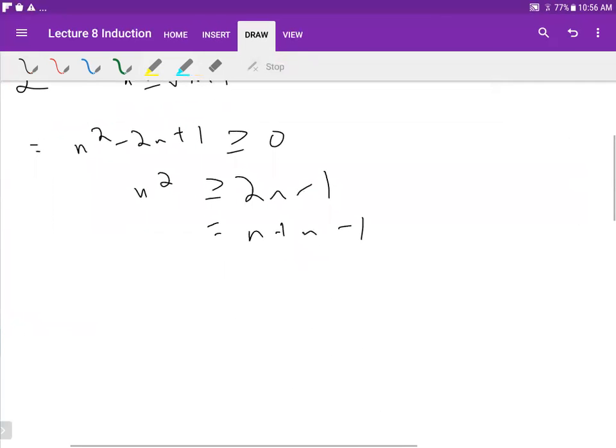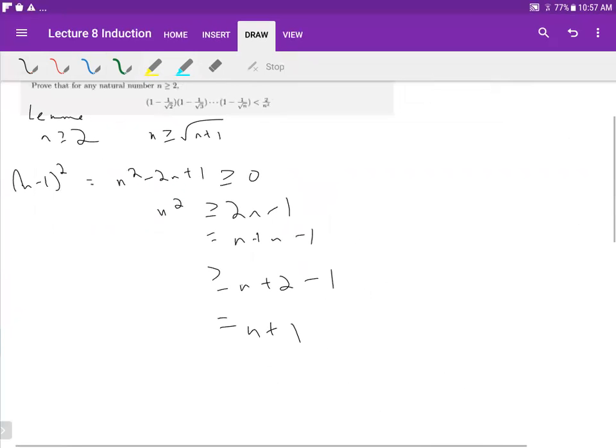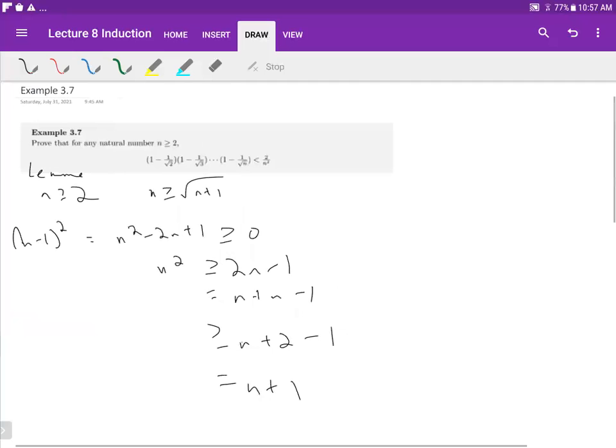Which is greater than or equal to n plus 2 minus 1, right? Because n is greater than or equal to 2, which is equal to n plus 1. So we have that n squared is greater than n plus 1. So we would also have that n is greater than the square root of n plus 1, right? Because remember that n is greater than or equal to 2, so we don't have to worry about n being less than or equal to 1.